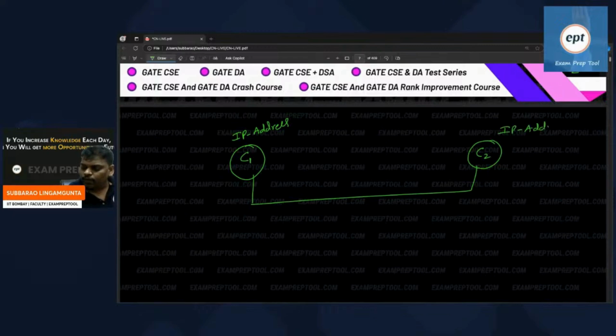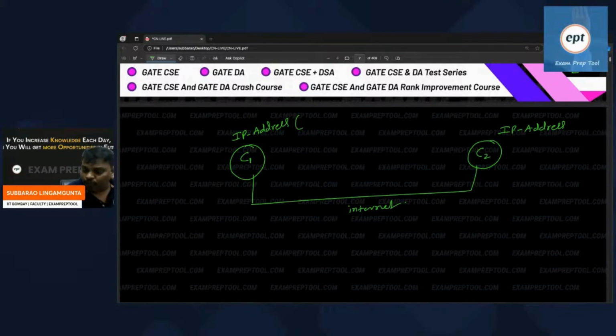Everything connected to the internet has one IP address. Some people are asking, sir, if two computers want to communicate on the internet, both computers should have an IP address. They both want to communicate, so an IP address is required, right? Reddy sir, can you tell me the size of an IP address?